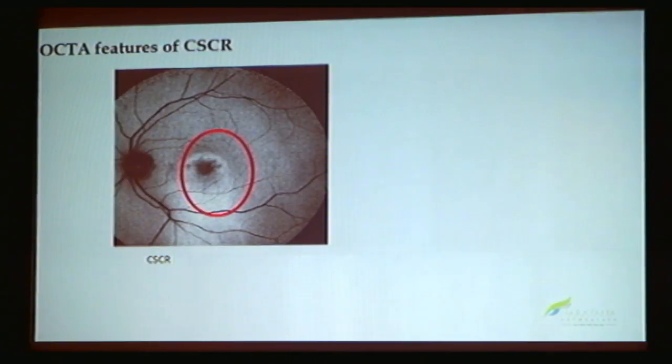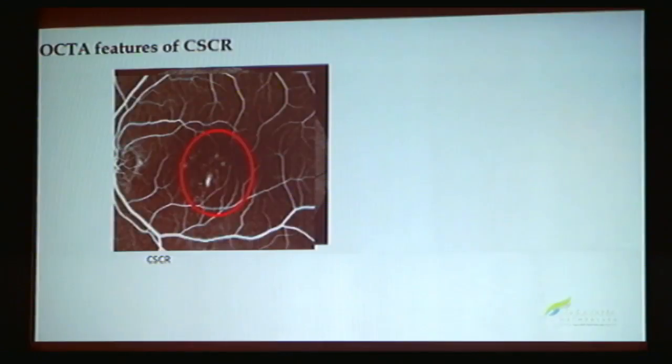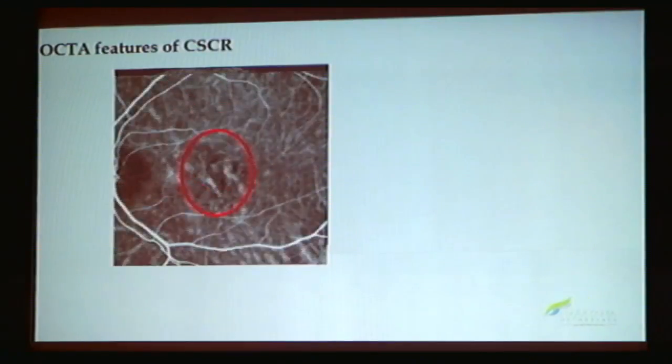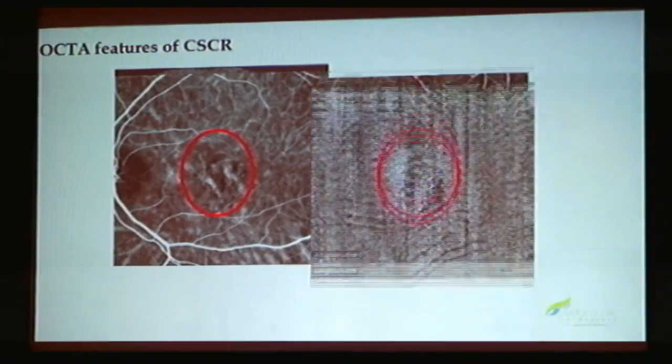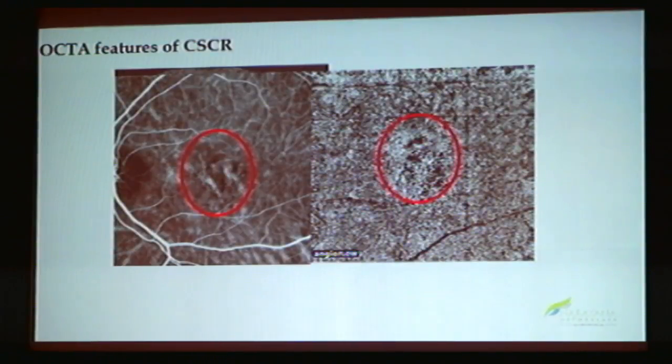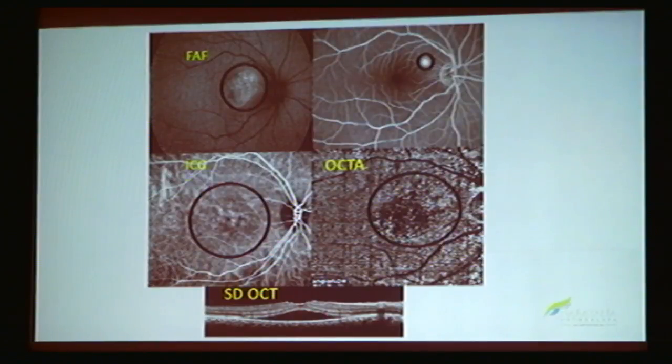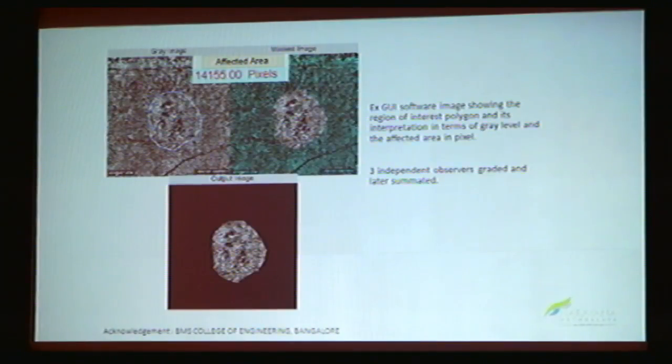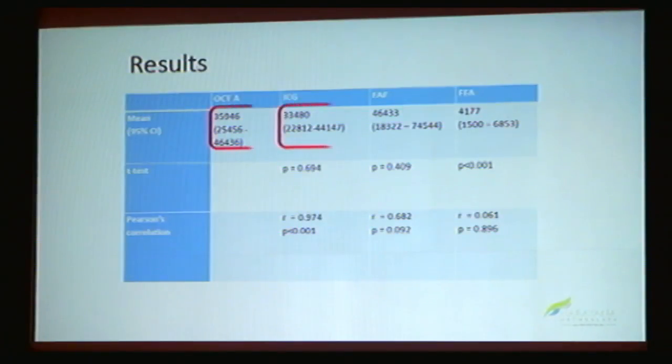So OCTA features of CSCR, we have done a study looking at the FFA and FAF as well as OCTA features. When we look at OCTA, obviously the inner retinal layers don't show anything, but when it comes to the outer retina, it can show a rough extent of the involvement of the choroid. So these are the images showing FAF, OCTA, and ICG. There was a good correlation between the ICG as well as OCTA. We had done ImageJ analysis based on this. So the results were that both OCTA and ICG corresponded well to the extent of involvement of the choroid in chronic CSCRs.